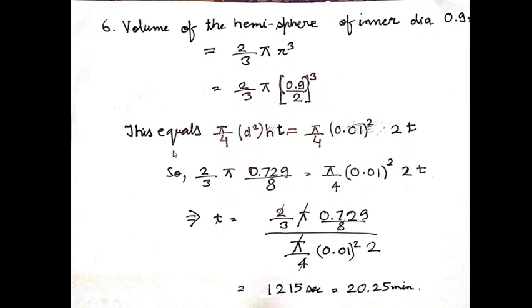And this will be equal to the volume of water coming out from the tap per second into the time t. So that is pi by 4 d squared, with d as 0.01 squared, height is 2 and time is t. So equating these two values, we get the time to be 1215 seconds, and dividing by 60 we get 20.25 minutes. So D is the right option here.